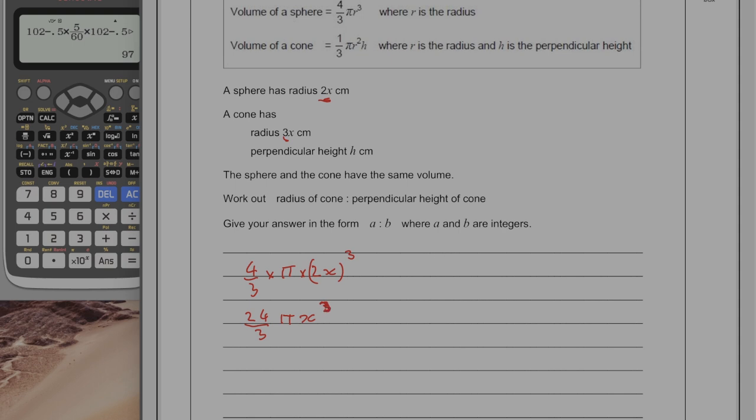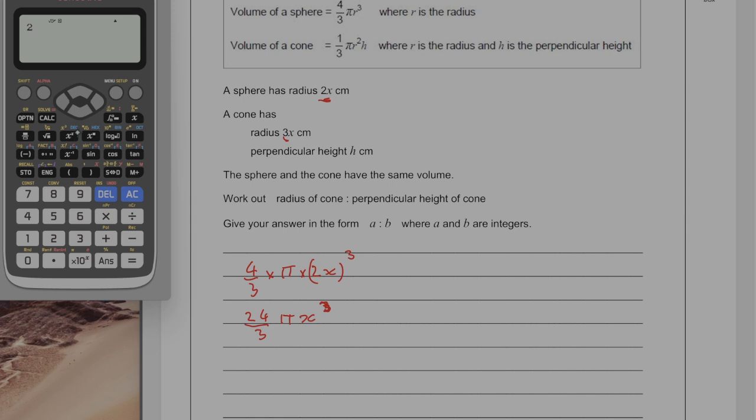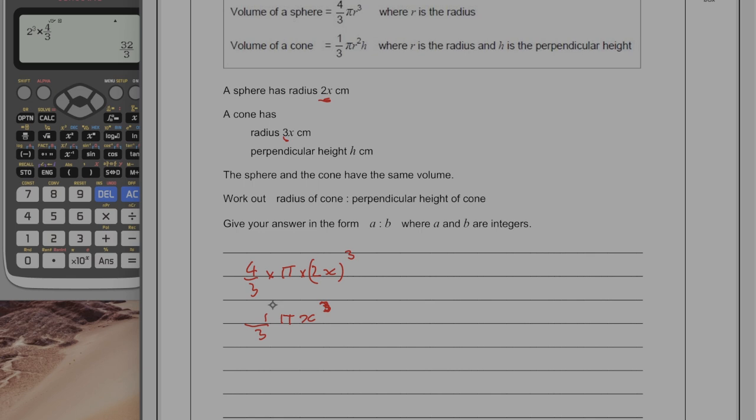Right, let me just double check that in my head. 2 cubed times by 4/3 does equal, yeah, there we go. Thought I'd done something wrong. 4 times by 8 is obviously 32. Right, so that's the volume of the sphere.